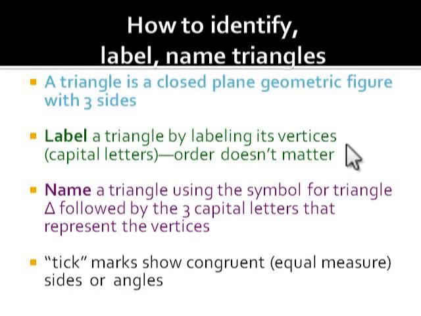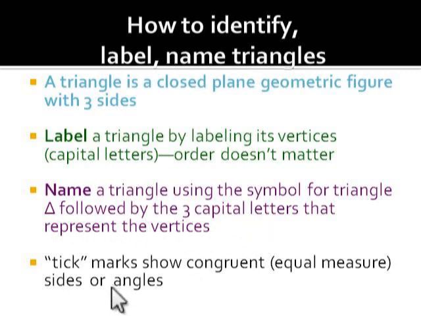Vertices are just plural for vertex, and a vertex is where the 2 lines meet at a corner. So at the 3 corners of a triangle, you put a capital letter. Doesn't matter the order of the letters. When you're asked to name a triangle, you actually draw a little shape like a triangle, and then you put those 3 capital letters that you use to label the vertices. And again, it doesn't matter the order.